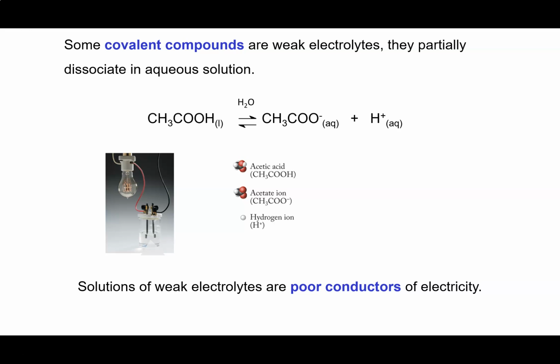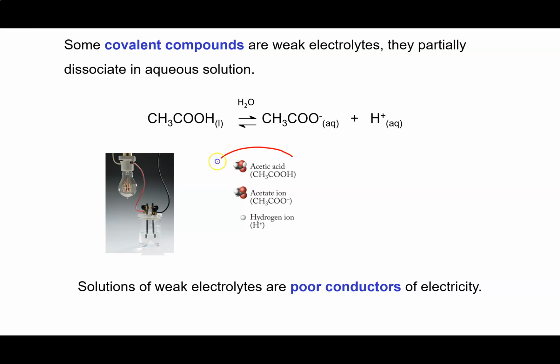Now, it turns out that some covalent compounds are acids, but they're not what we call strong acids, where 100% of their molecules fall apart into cations or hydrogen ions and an anion. They're what we call weak acids, and only a few of the molecules dissociate in this way.